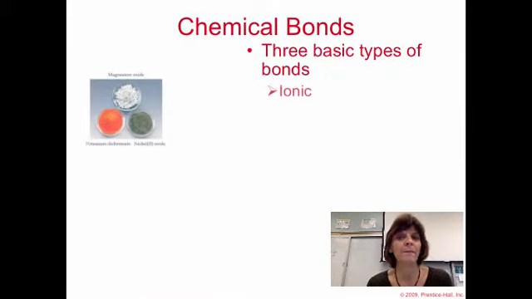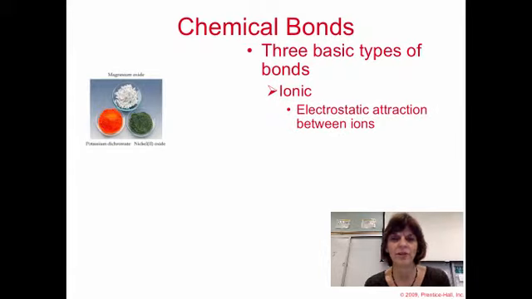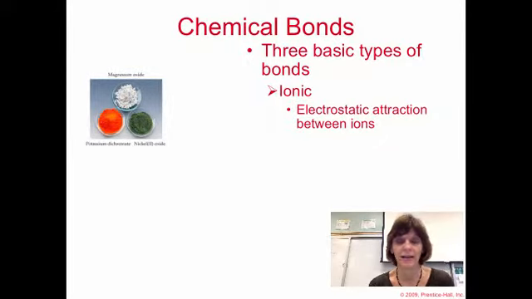Let's review some really basic information about chemical bonds that we talked about in the first year of chemistry. First, there are three basic types of bonds. One is ionic, which is electrostatic attraction between positive and negative ions, to make things like magnesium oxide, potassium dichromate, etc., that you might see here in this picture.